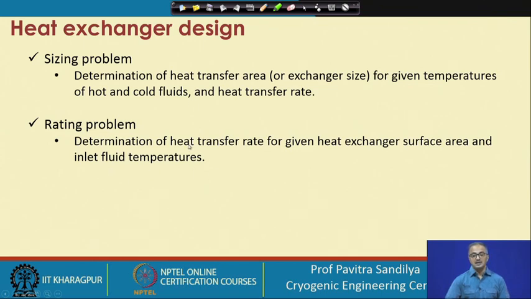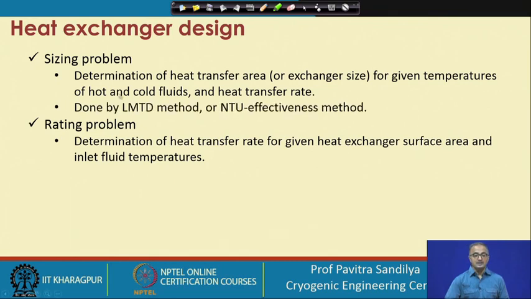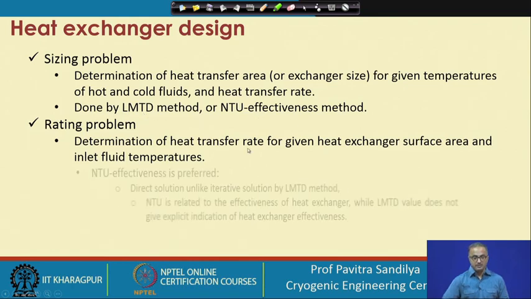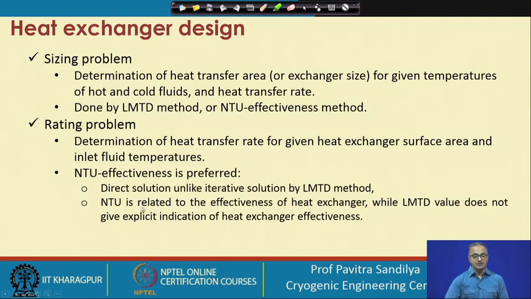The difference is this: in the rating problem we are evaluating the performance, whereas in the sizing problem, for a given performance, we have to find out the exchanger size. Now this sizing problem may be done either with the LMTD method or the NTU-effectiveness method, but the rating problem is generally done with the NTU-effectiveness method because this is a direct solution, whereas if we use the LMTD method for this rating problem, it becomes an iterative solution.